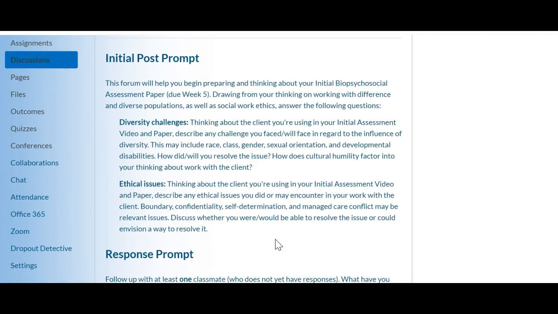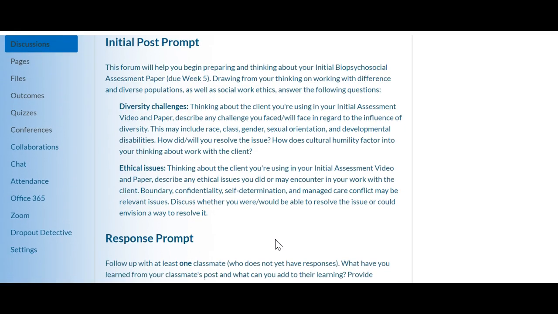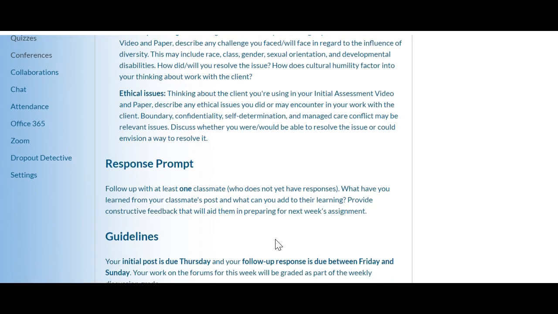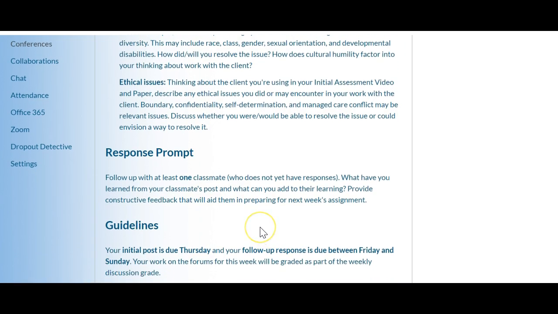And secondly, ethical issues, thinking about the client you're using in the initial assessment video and paper. Describe any ethical issues you did or may encounter in your work with the client. These issues might be boundary issues, issues of confidentiality, self-determination, conflict with managed care, and discuss whether you were able or would be able to resolve the issue or could envision a way to resolve it based on these particular areas of ethics.